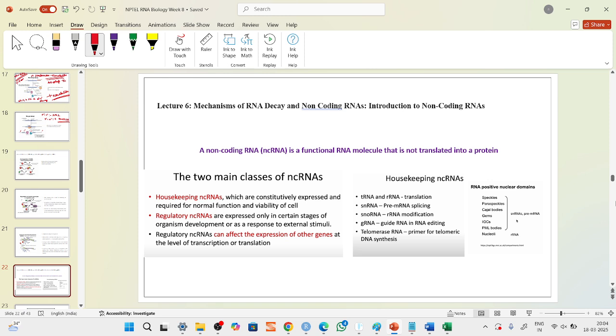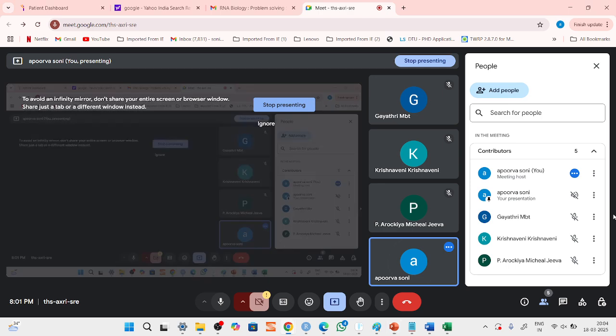And there are other non-coding RNAs also present. And what are those non-coding RNAs? Let us see. Those are snRNA, guide RNA, snoRNA, and many different types of RNAs.